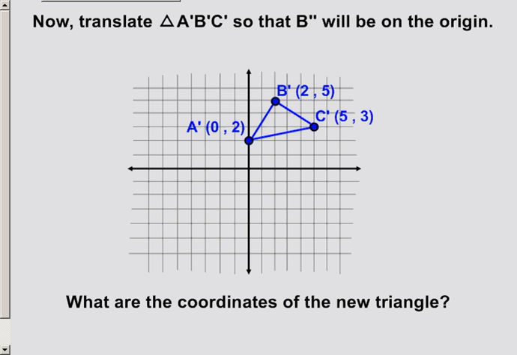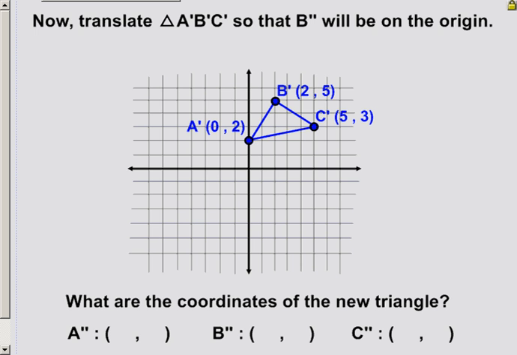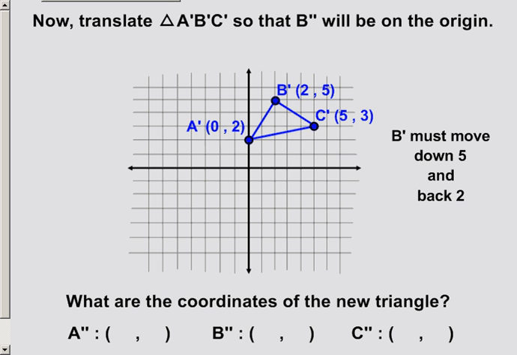Okay, so what are the coordinates of the new triangle going to be? Well, obviously, we're going to have A double prime, B double prime, C double prime. B prime is going to have to move down 5 and back 2 in order to reach the origin, which is where it was instructed to go. Dropping down 5 and back 2 would put a point right there, and that point would be B double prime.